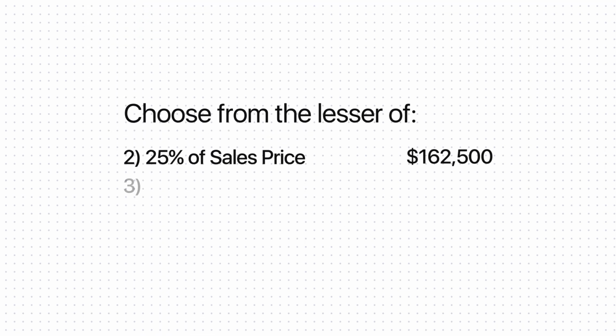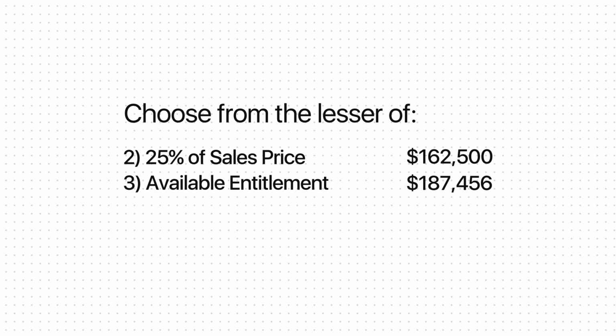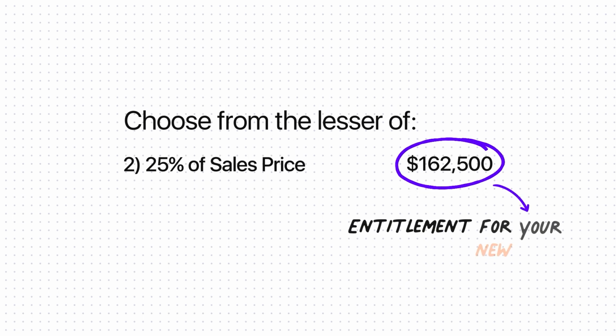The next thing we're going to do is calculate the entitlement for your new loan. And we're going to choose from the lesser of the 25% of the sales price and the available entitlement that is remaining. This is the amount of entitlement you may use on the new loan. And based on the above number, this calculates to $162,500.